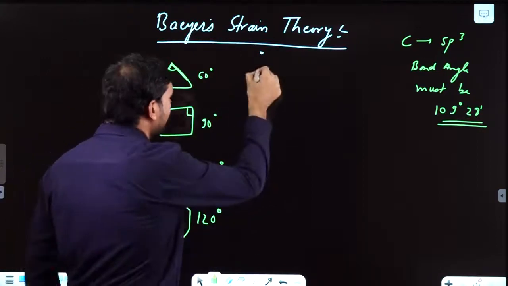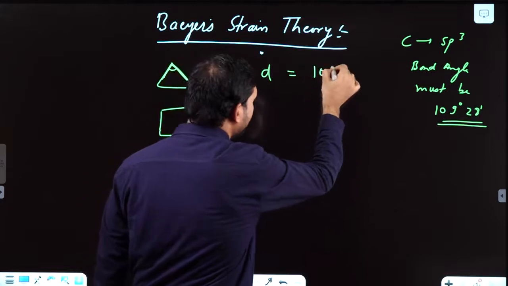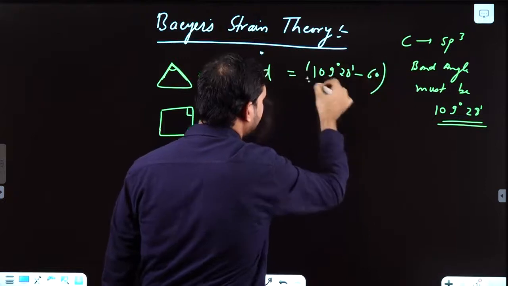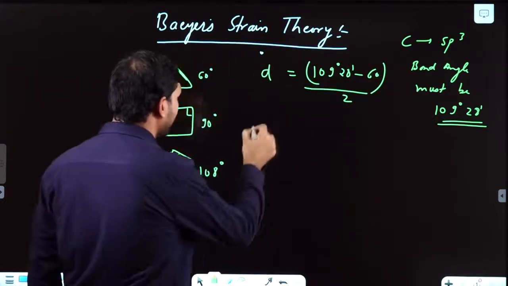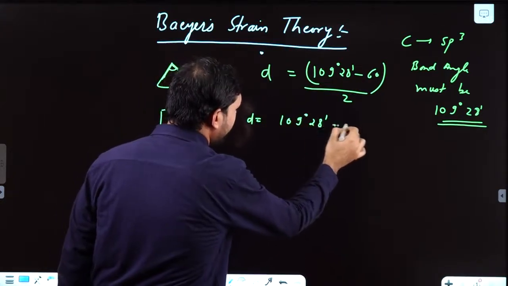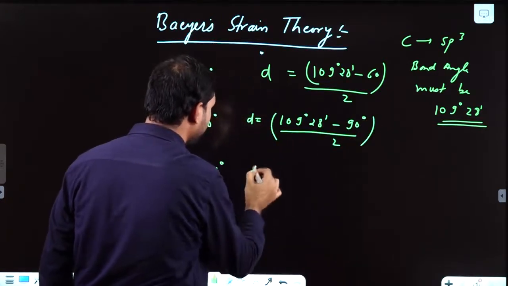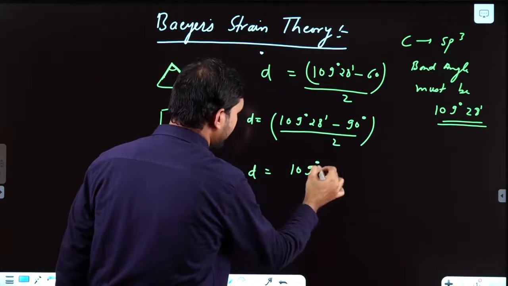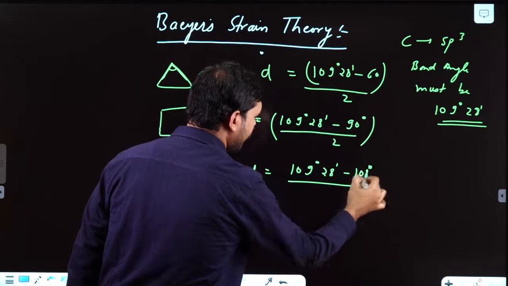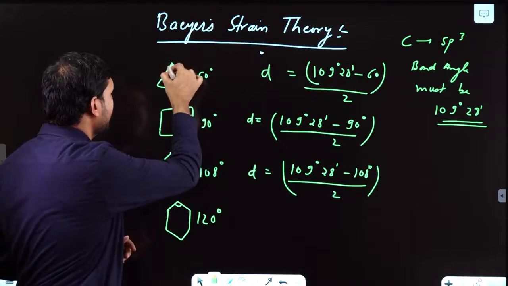So the deviation in angle is what it should have been minus what is seen, divided by 2. Here it is 109 degrees 28 minutes minus 90 degrees, by 2. Here it is 109 degrees 28 minutes minus 108 degrees, by 2. I am telling you how far it deviates considering each bond, right?